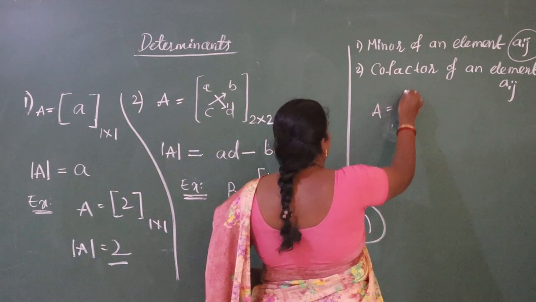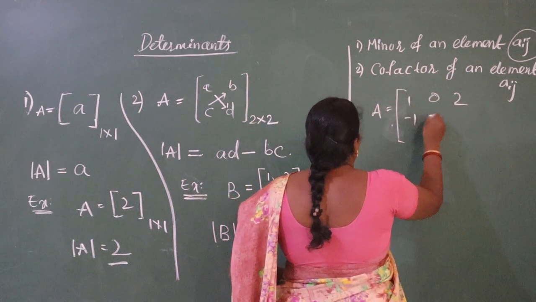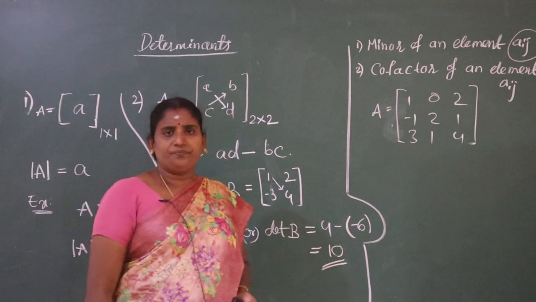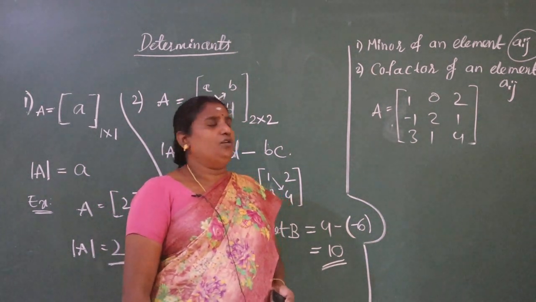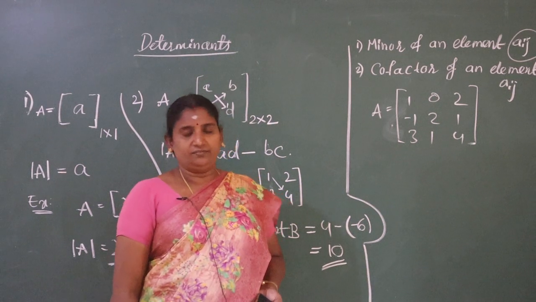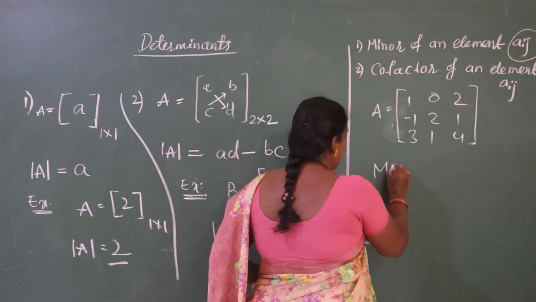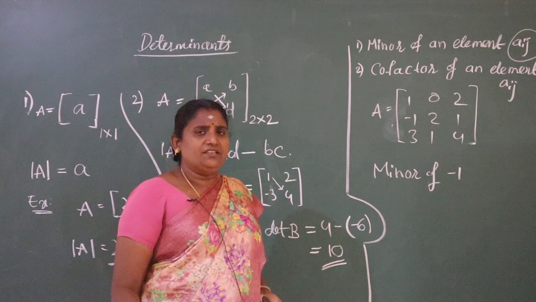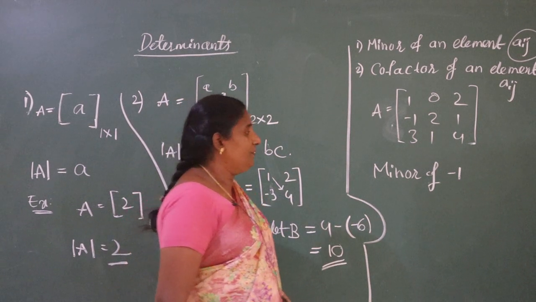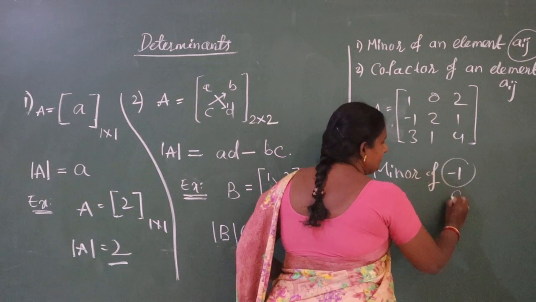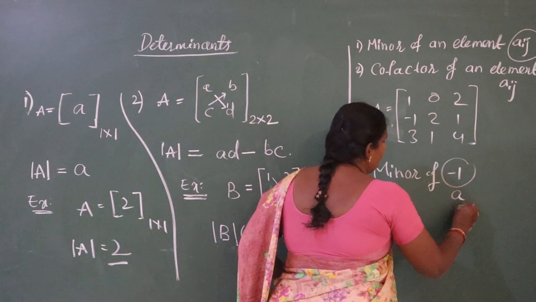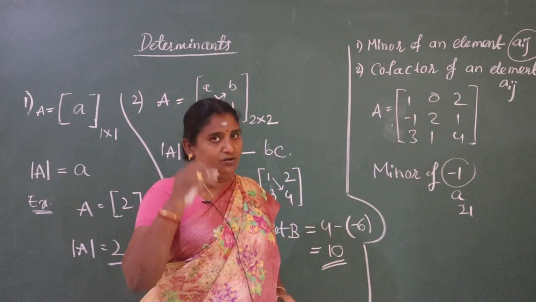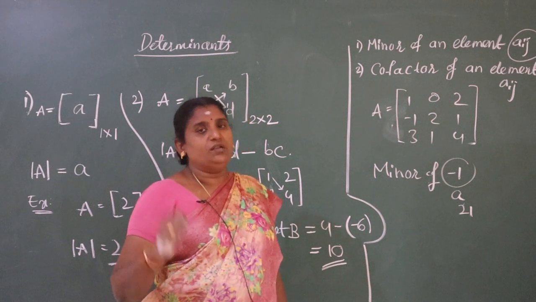Suppose you have a matrix A like this: 1 0 2, minus 1 2 1, 3 1 4. This is our A matrix. In this, suppose I want to find the minor of the element minus 1. Where does minus 1 lie? Minus 1 lies in the second row, first column. Minus 1 means the A21 position.